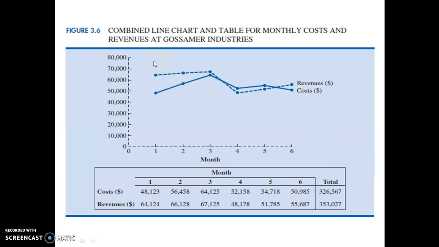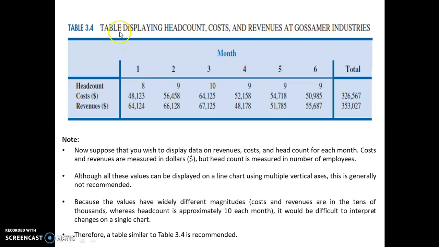So the next one: both things are given in a single slide. The table is given as well as the chart. Here, the table displays head count, cost and revenue. One more parameter we included over here is head count. Head count is in numerical values, and month also in numerical values. But cost and revenue are given in dollars. So we have different data in different magnitudes.